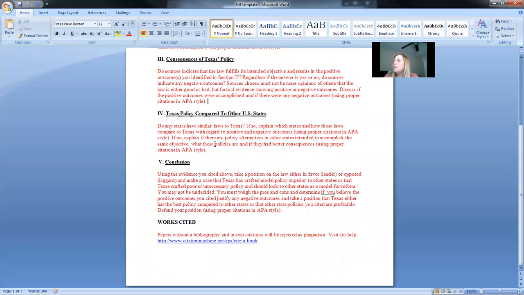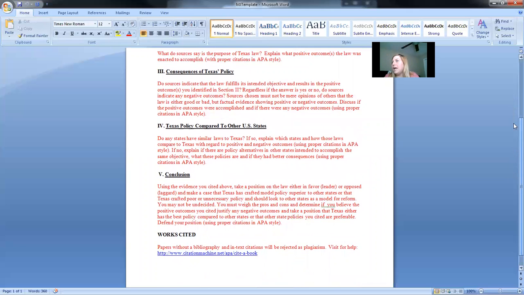So, Texas policy compared to other states. Make sure, guys, in this section, you do as of this date, and make sure it's a recent source. So many other states have laws similar to Texas. Here are some states that do not have laws similar to Texas: Colorado, California, etc. And then the conclusion is the same. You know exactly how to do that.